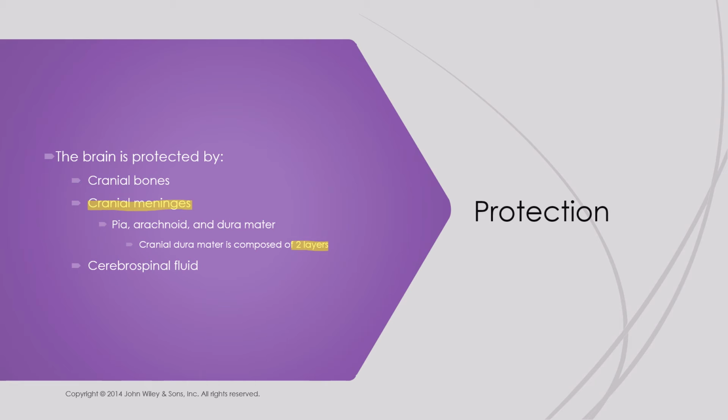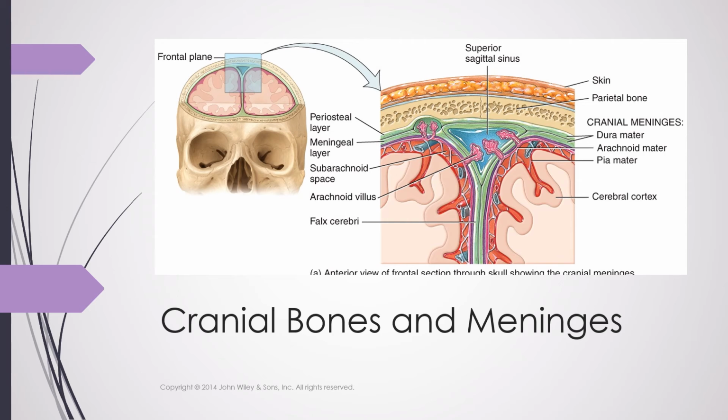The cerebrospinal fluid is created by parts of the brain and acts as a kind of cushion to protect the brain as well. We will talk about CSF later on in the lecture. The two layers of the cranial dura mater are the periosteal layer, which is the external or more superficial layer here, and then the inner layer is the meningeal layer. This is the layer that's a little bit deeper, as you can see here, right here.